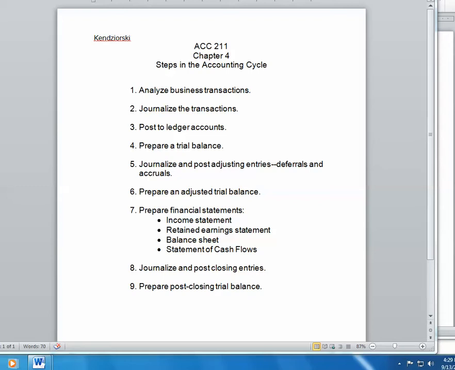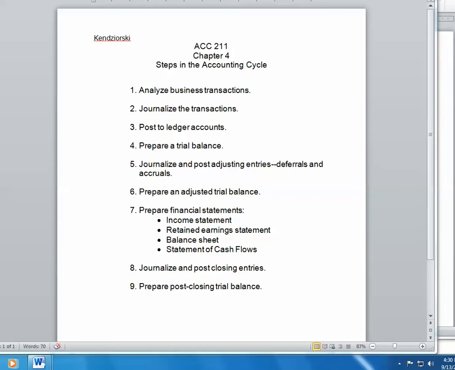Adjusting entries are made in the journal and posted to the ledger on the last day of the accounting period, right before financial statements are prepared. If the financial statements are prepared only at year end, only annually, then you only have to do financial statements once a year. But if you want to prepare financial statements monthly or quarterly, then you'll need to go through the adjusting entry process monthly or quarterly. It's always on the last day of the accounting period, right before financial statements are made.